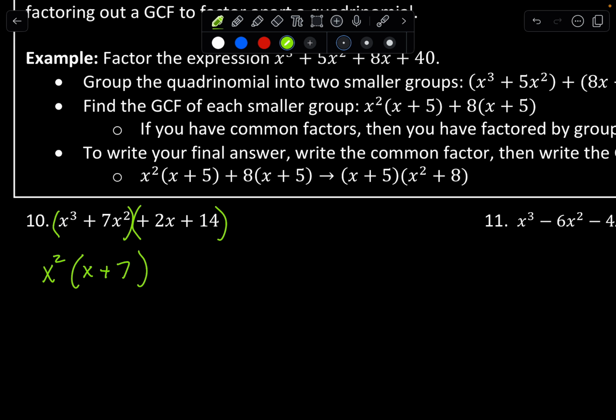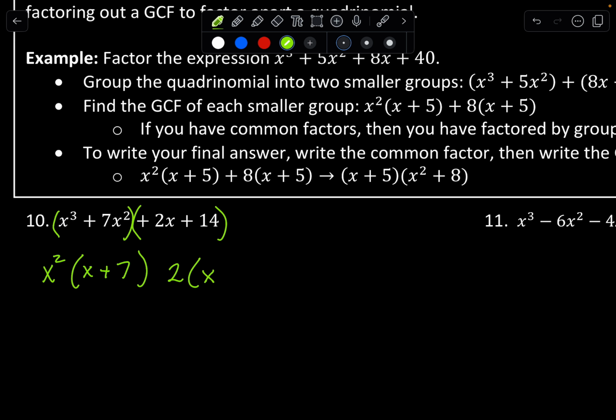Okay, you'll notice if I distribute that back through, it'll give me what I started with. Same thing with the second one here. So in this case, I'm going to factor out a positive 2. I'll take out a 2 here. When I take out a 2, that'll leave me with an x. And then what do I multiply 2 times to get a positive 14? That'll be a plus 7.